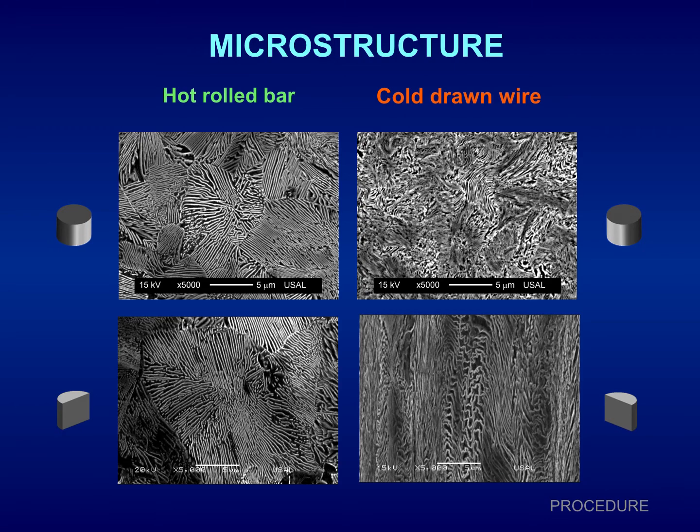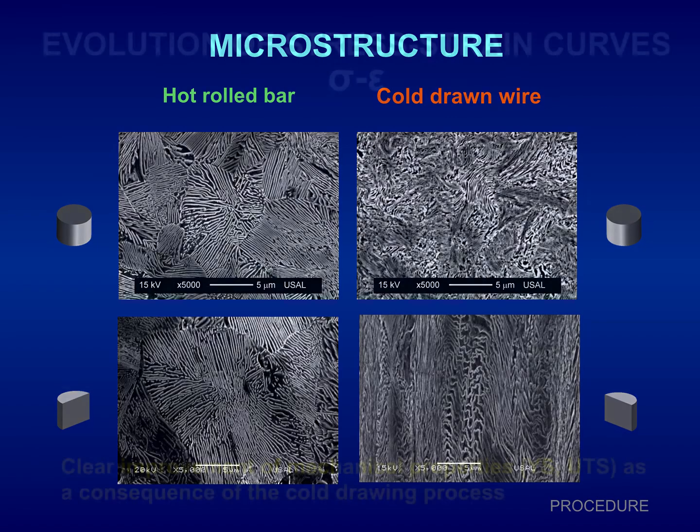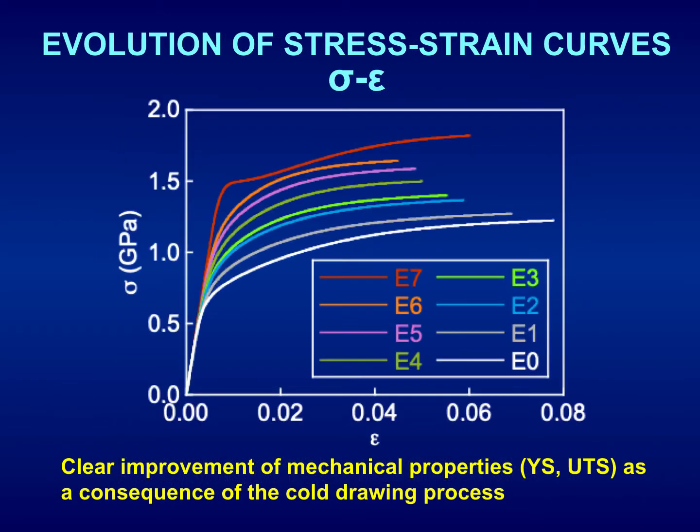and in the cold drawn wire, randomly oriented and fully packed in the transverse direction, with a decrease of interlamellar spacing and curling, and markedly oriented in the y-axis, or cold drawing direction, after cold drawing in the longitudinal section. The evolution of stress-strain curves shows a clear improvement of mechanical properties, yield strength and UTS, as a consequence of the drawing process, as an increase of the cold drawing process.